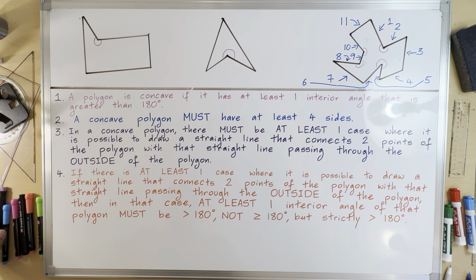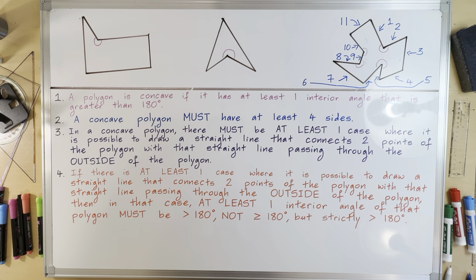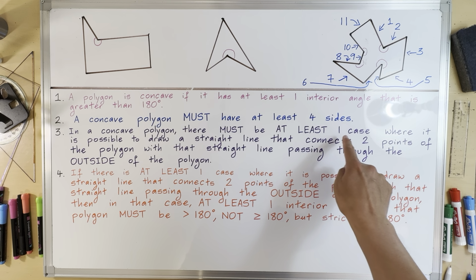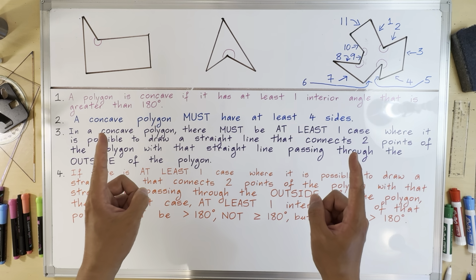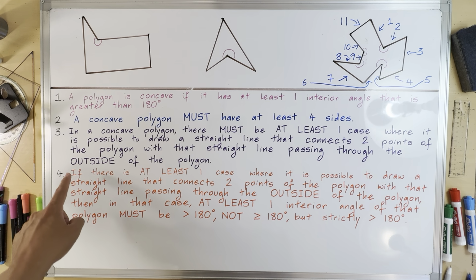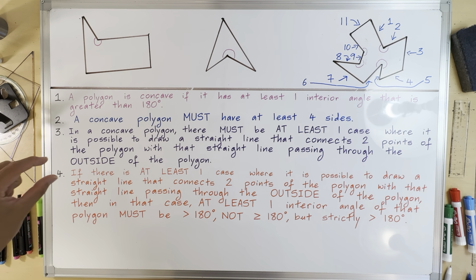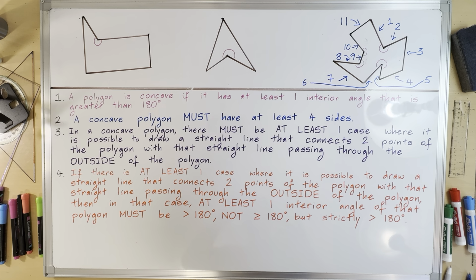Now, statement number three states that in a concave polygon, there must be at least one case where it is possible to draw a straight line that connects 2 points of the polygon with that straight line passing through the outside of the polygon, not through the inside or on the boundary line of the polygon, but through the outside of the polygon. So let us put statement number three to the test.